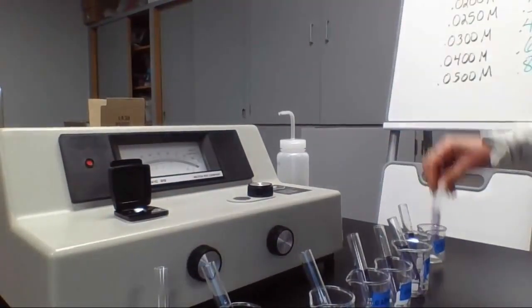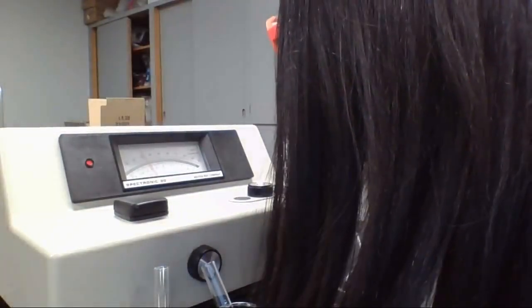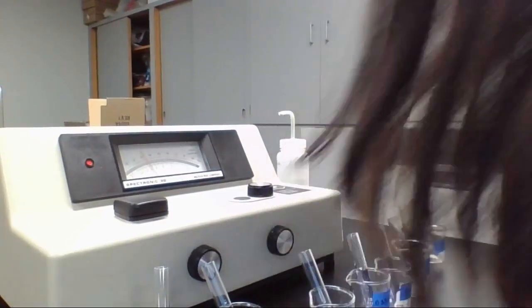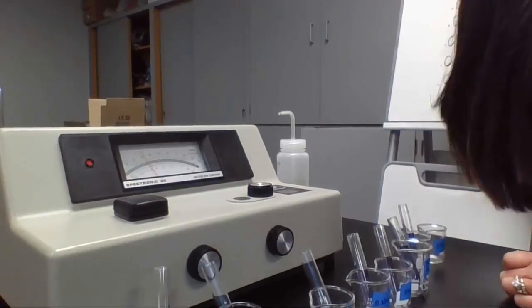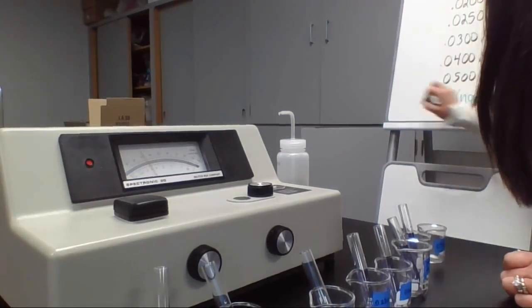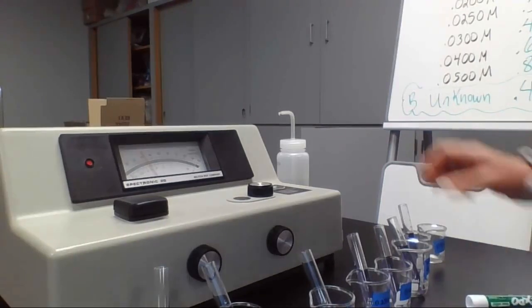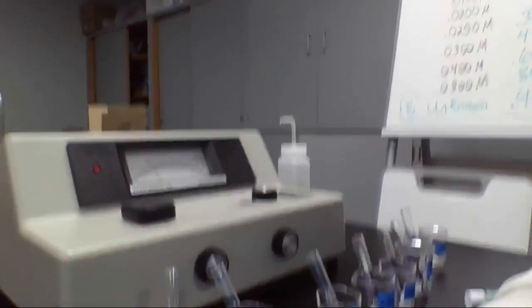And now let's throw the unknown in. Here's our unknown B, and it reads 0.492. Okay, now let's run this again, but at our other wavelength, 490. Here is where I'm writing these all down, and you'll be able to screenshot that or copy those numbers down if you haven't already.